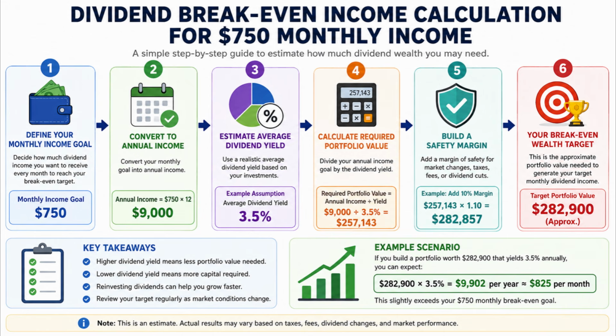$282,900. This is the approximate portfolio value needed to generate the target monthly dividend income of $750, assuming a 3.5% average annual dividend yield and a 10% safety margin. In other words, if an investor builds a portfolio worth around $282,900 and it yields 3.5% annually, the expected dividend income would be about $9,902 per year. When divided by 12 months, that equals approximately $825 per month, which slightly exceeds the original $750 monthly break-even goal.